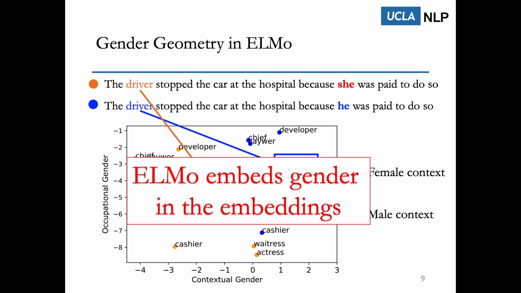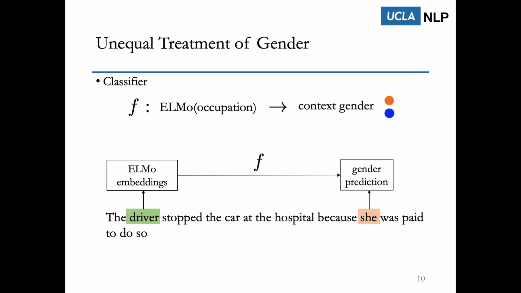So in this part, we see that AML can embed gender information into its embeddings. Next, we will show AML represents different genders unequally. We build a classifier to predict the context gender based on the occupation AML embeddings. We will treat the occupation as the mention of the entity, and its gender is obtained from the pronoun. So given one sentence, we extract the AML embedding for the occupation word and predict if there is a male or female word in the sentence.